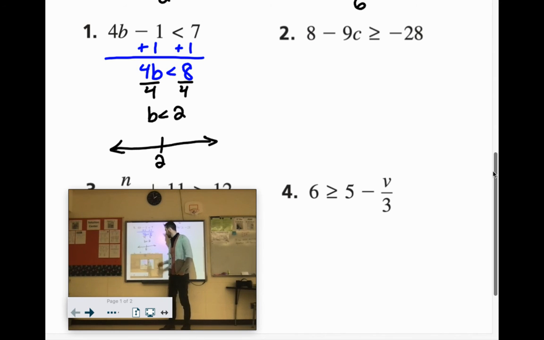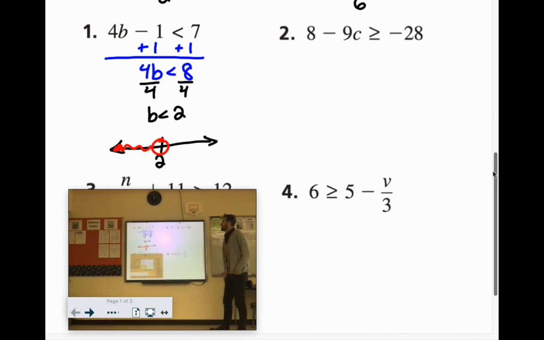Here's 2. It's going to have an open dot because it's just less than. And if the letter is first, then follow the arrow. It's pointing left, so we shade left. That represents everything less than 2.